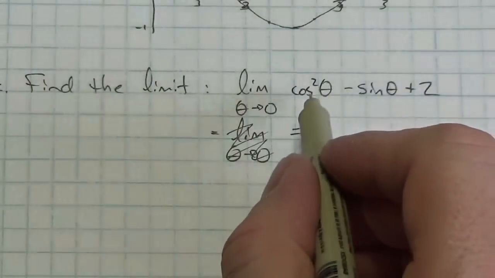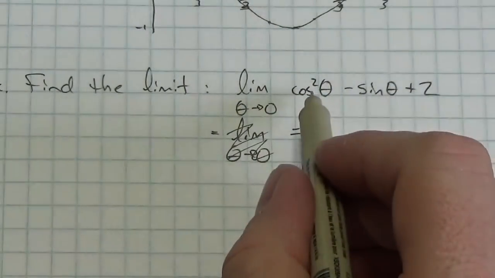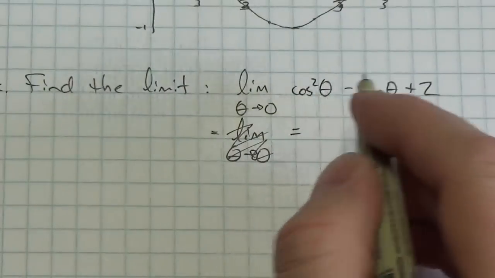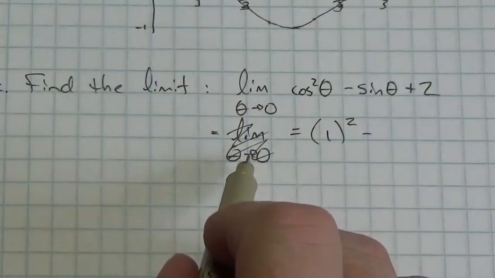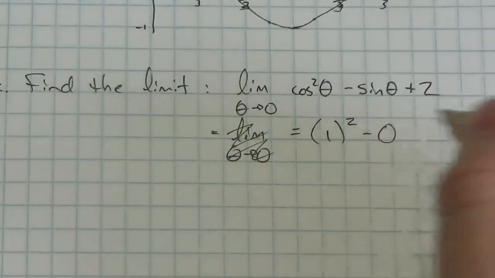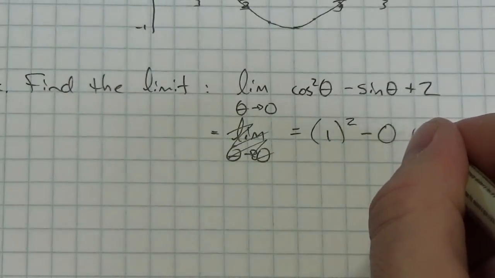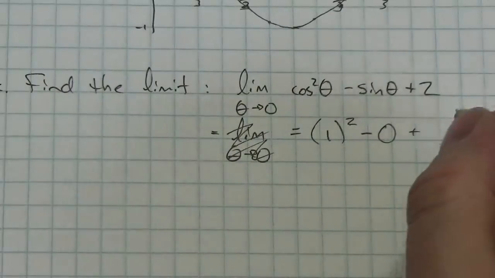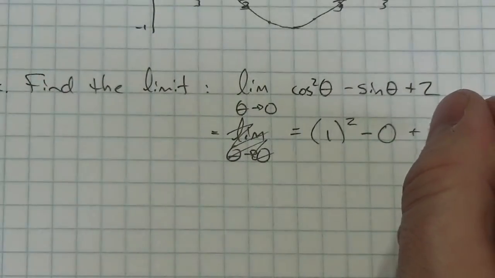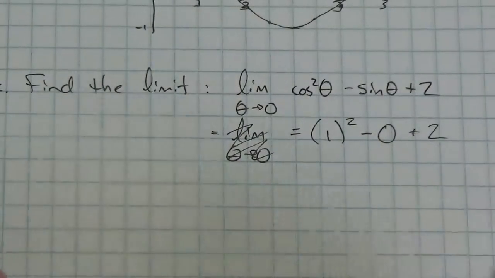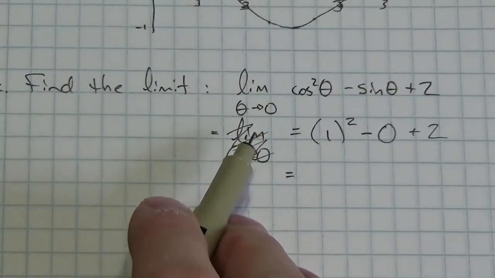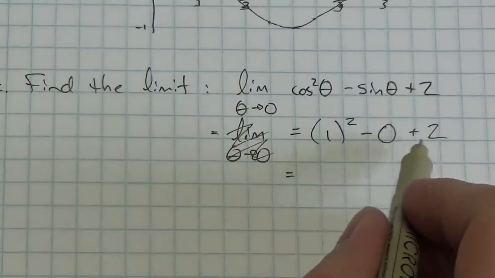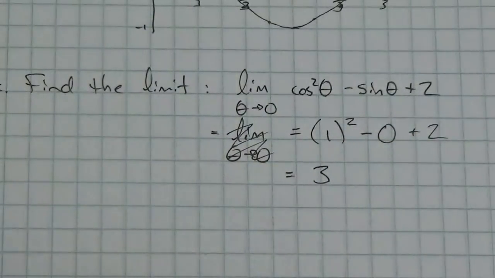Actually, I can just take the limit, because I know that as theta goes to 0, cosine of theta is going to approach 1. So it's going to end up being 1 squared. I know that as theta approaches 0, sine of theta approaches 0, so I'm just going to replace that with 0. And then over here, 2 is a constant, so it's not going to vary at all. It will stay constant at 2. And so, as I take the limit as theta goes to 0 here, I'm going to get 1 squared minus 0 plus 2, so I'm going to get an answer of 3. Okay, that's all we're doing.